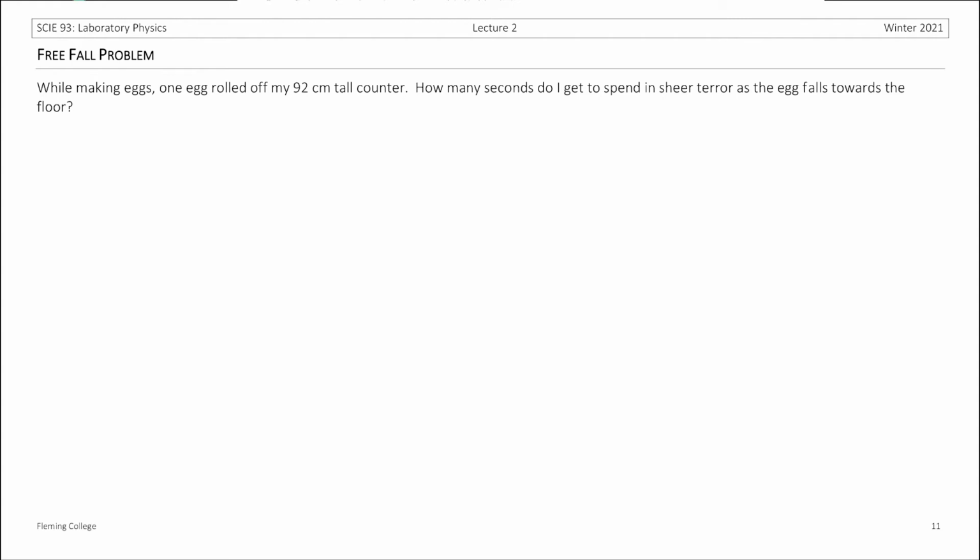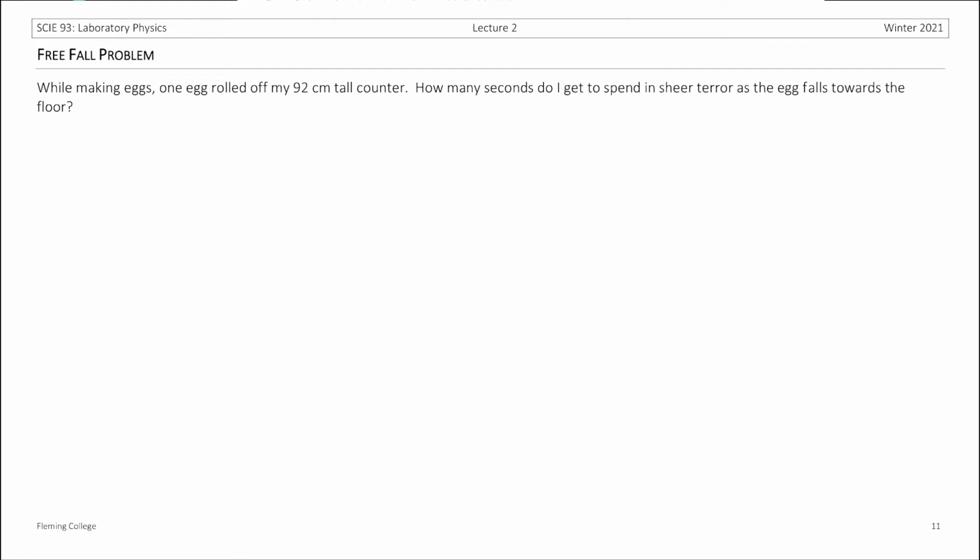There's an entire class of problem that we mentioned already. Free fall problems. Remember, free fall problems come with several assumptions. While making eggs, one egg rolled off my 92 centimeter tall counter. How many seconds did I get to spend in sheer terror as the egg plummeted towards the floor?